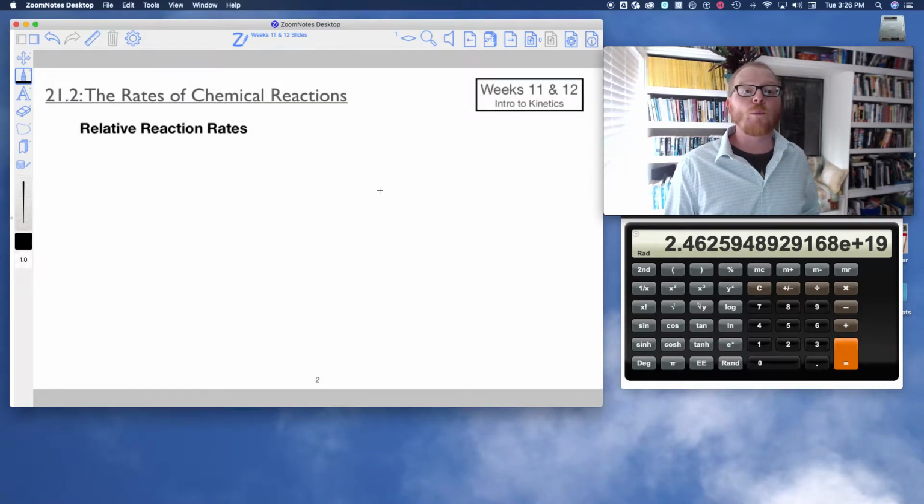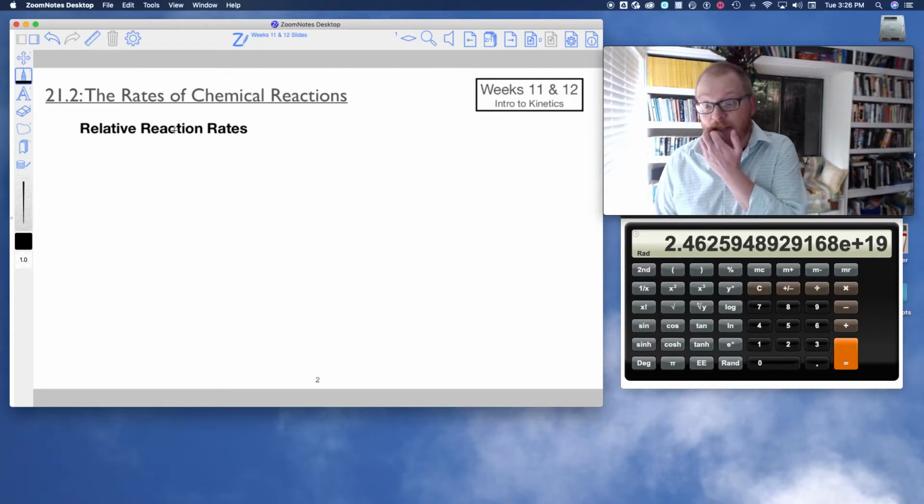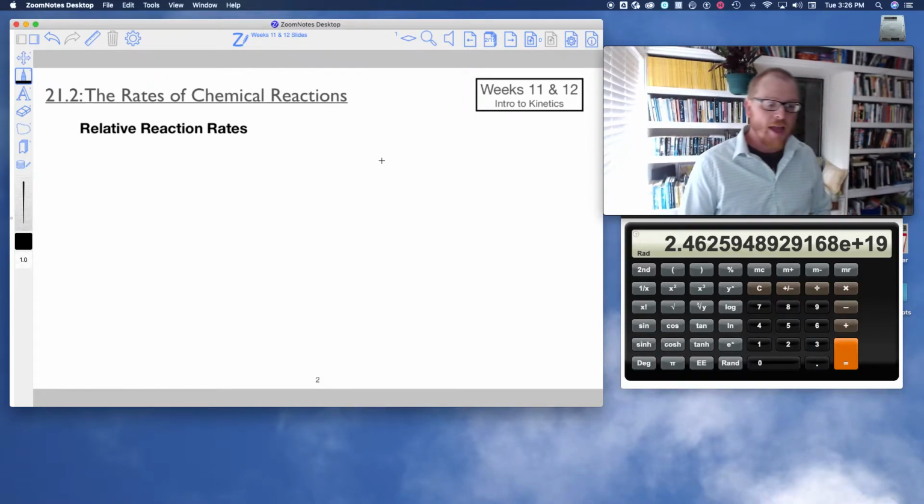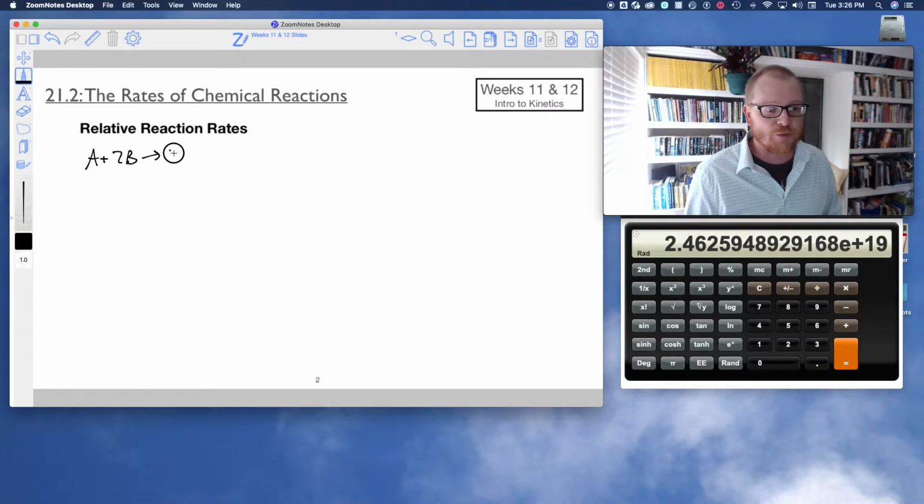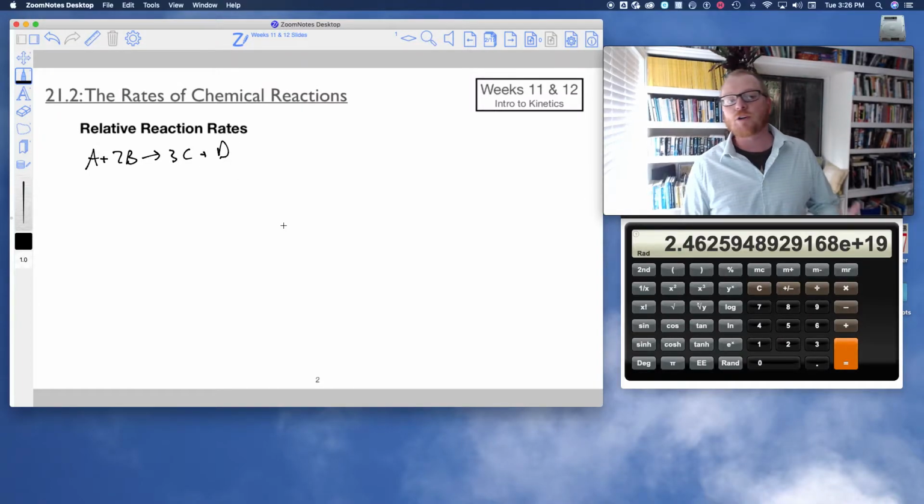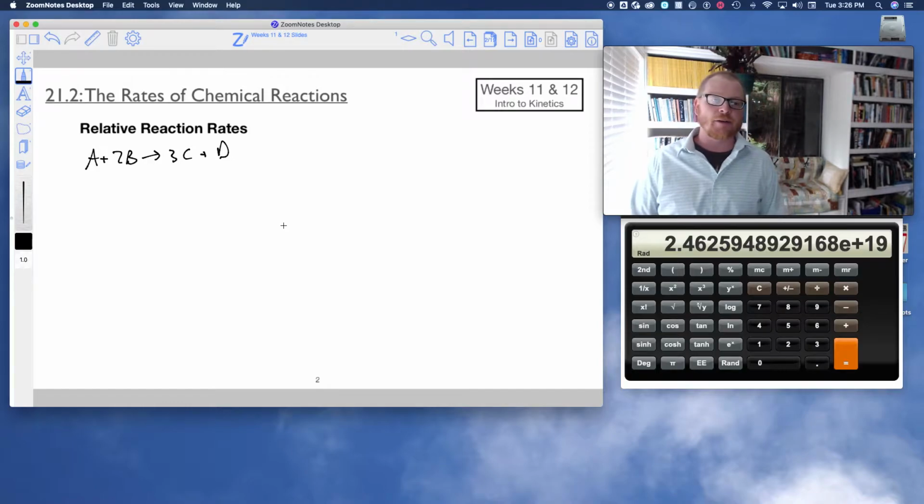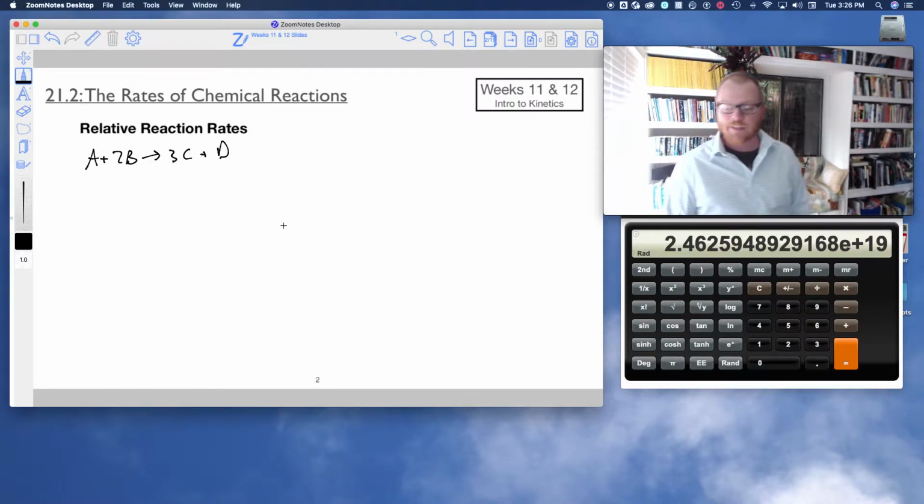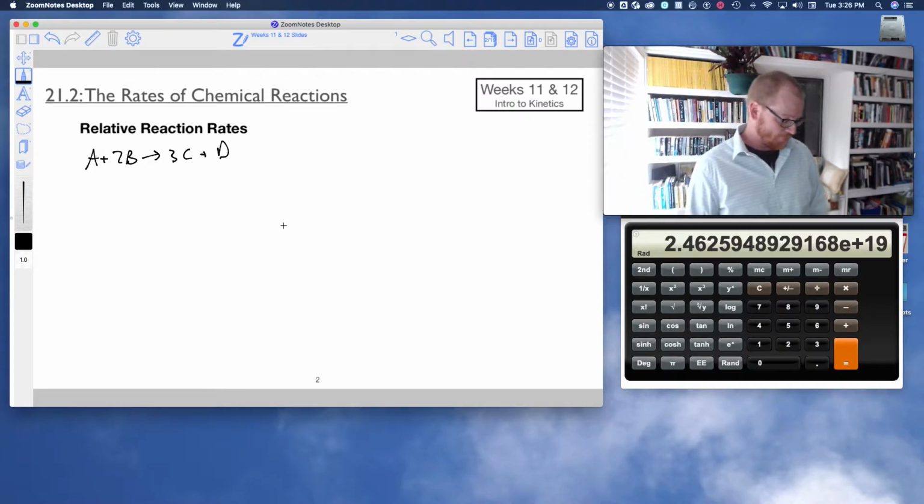So now what about when we have stoichiometry? This gets to our relative reaction rates, okay? I'm just going to draw up a simple generic example to talk about relative rates, and then I'll give you a real example, okay? So suppose we have the reaction A plus 2B goes to 3C plus D, okay?